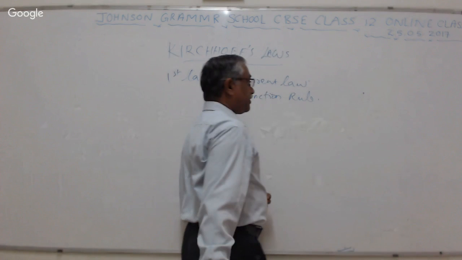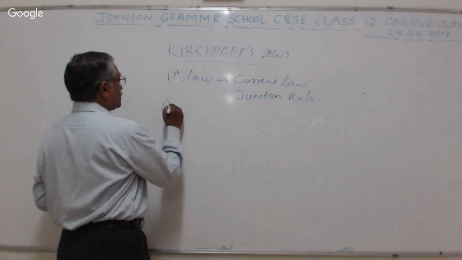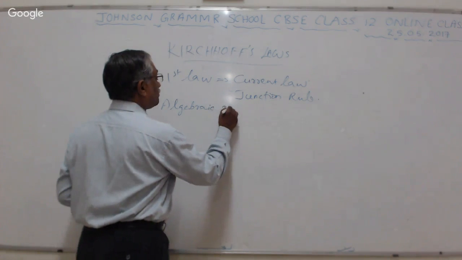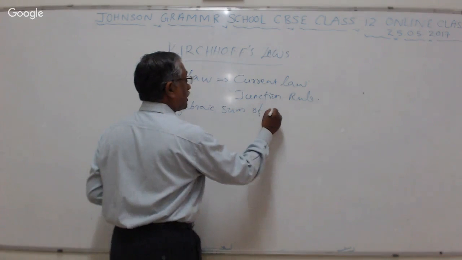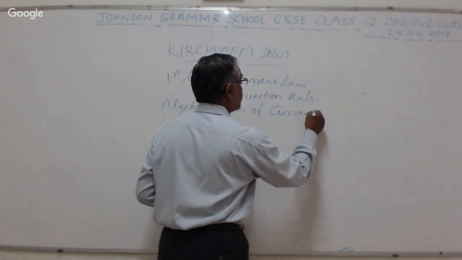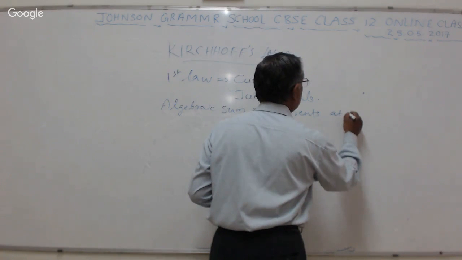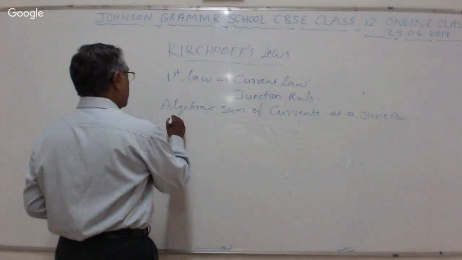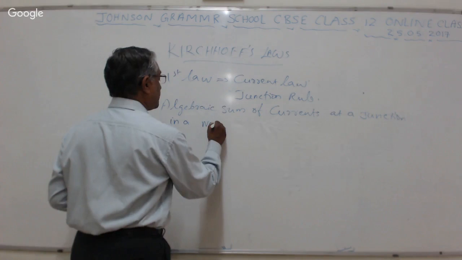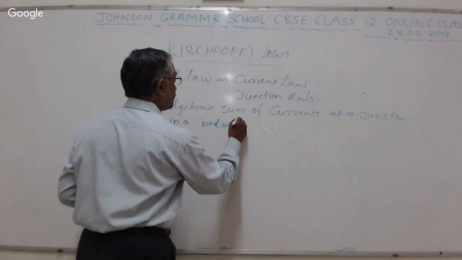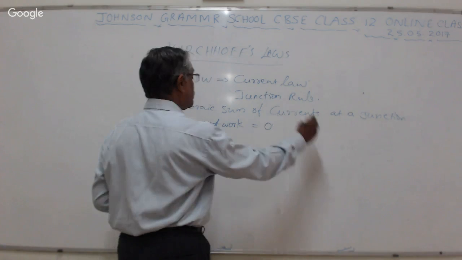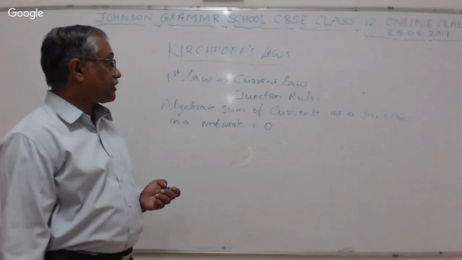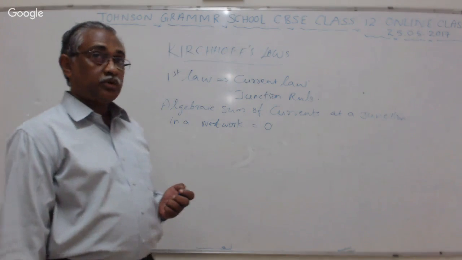We can state the law like this: the algebraic sum of currents at a junction in a network is equal to 0. Algebraic sum of currents at a junction in a network is equal to 0. This is what we call the current law or junction rule. This is applied to a junction in a network.